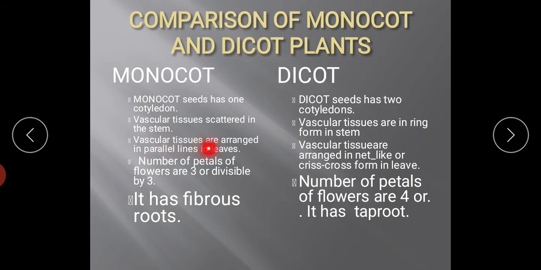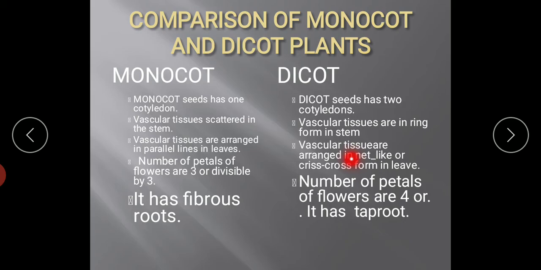Vascular tissues are arranged in parallel lines in the leaves. The leaves of monocot plants are also different from those of dicot plants. Monocot leaves are elongated while dicot leaves are broad. The vascular tissues are in straight parallel lines in the monocot leaves, while vascular tissues are arranged in a net form, in crisscross form, throughout the leaves of the dicot plants.